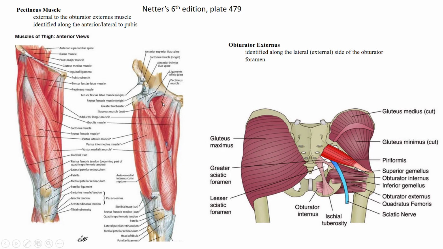And this is a view of the pectineus here. I had a hard time finding it on many of the images, so I wanted to show you in Netter's where you could find it. But on the axial images in CT and MRI, it'll be easier to see.